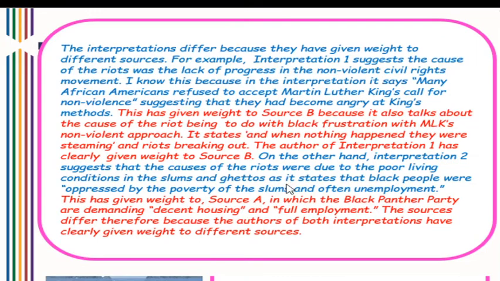Again, this blue bit, use what you've already done on question 3B on the previous question. I just copied that bit out again. So on the other hand, interpretation 2 suggests that the causes of the riots were due to the poor living conditions in the slums and ghettos, as it states that people were oppressed by the poverty of the slums and often unemployment. Then we need to do this new bit, this red bit at the bottom, by matching it to source A. So we say this has given weight to source A, in which the Black Panther Party are demanding decent housing and full employment. The sources differ, therefore, because the authors of both interpretations have clearly given weight to different sources. So just reinforce your point at the end with the given weight to different sources.